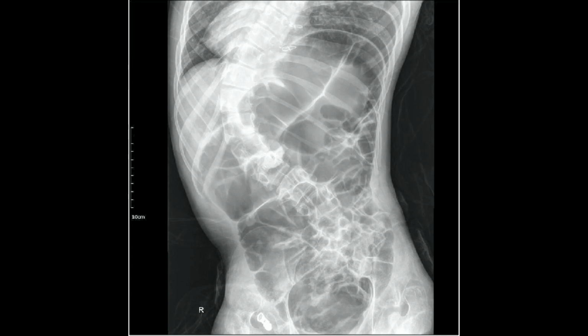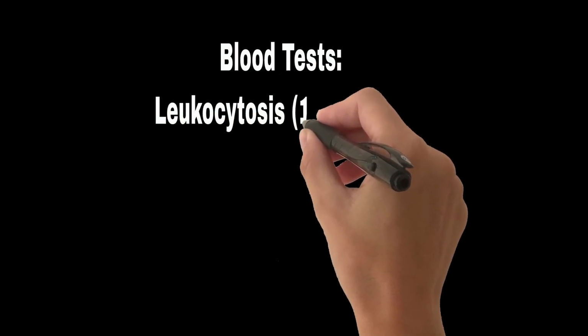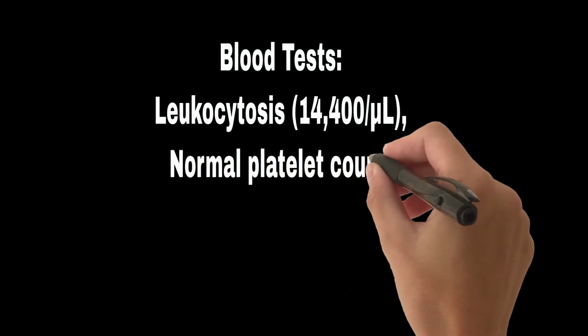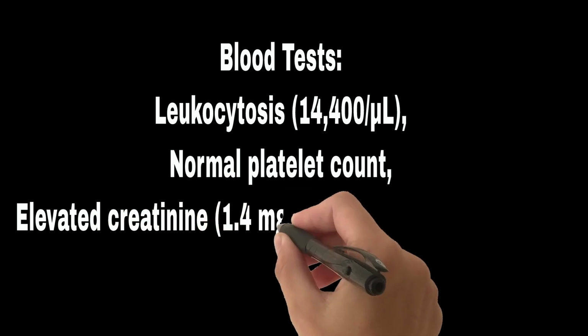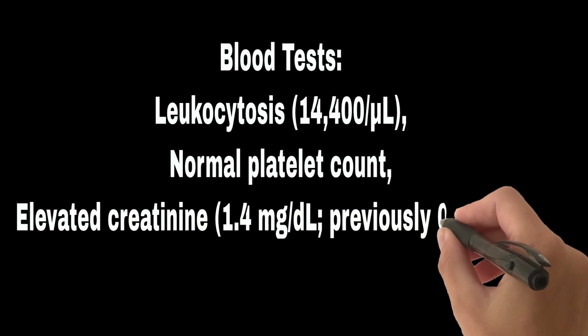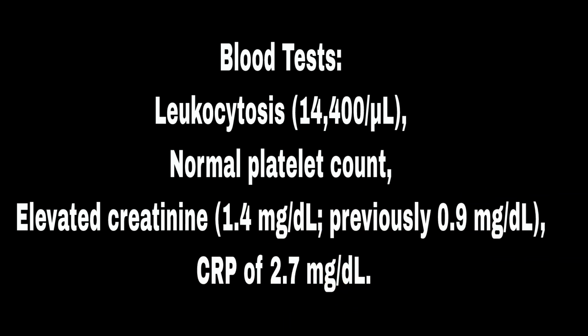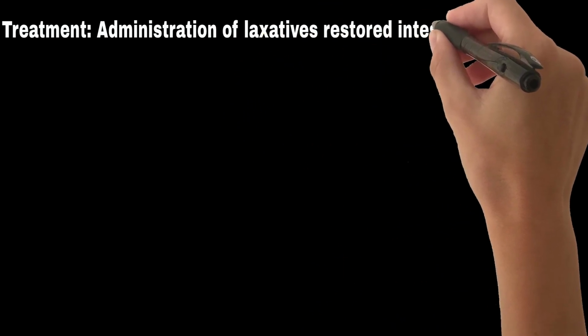Radiography findings: moderate colonic distension. Blood tests: leukocytosis, 14,400 per microliter, normal platelet count, elevated creatinine, 1.4 mg per deciliter, previously 0.9 mg per deciliter, and CRP of 2.7 mg per deciliter. Treatment: administration of laxatives restored intestinal transit.